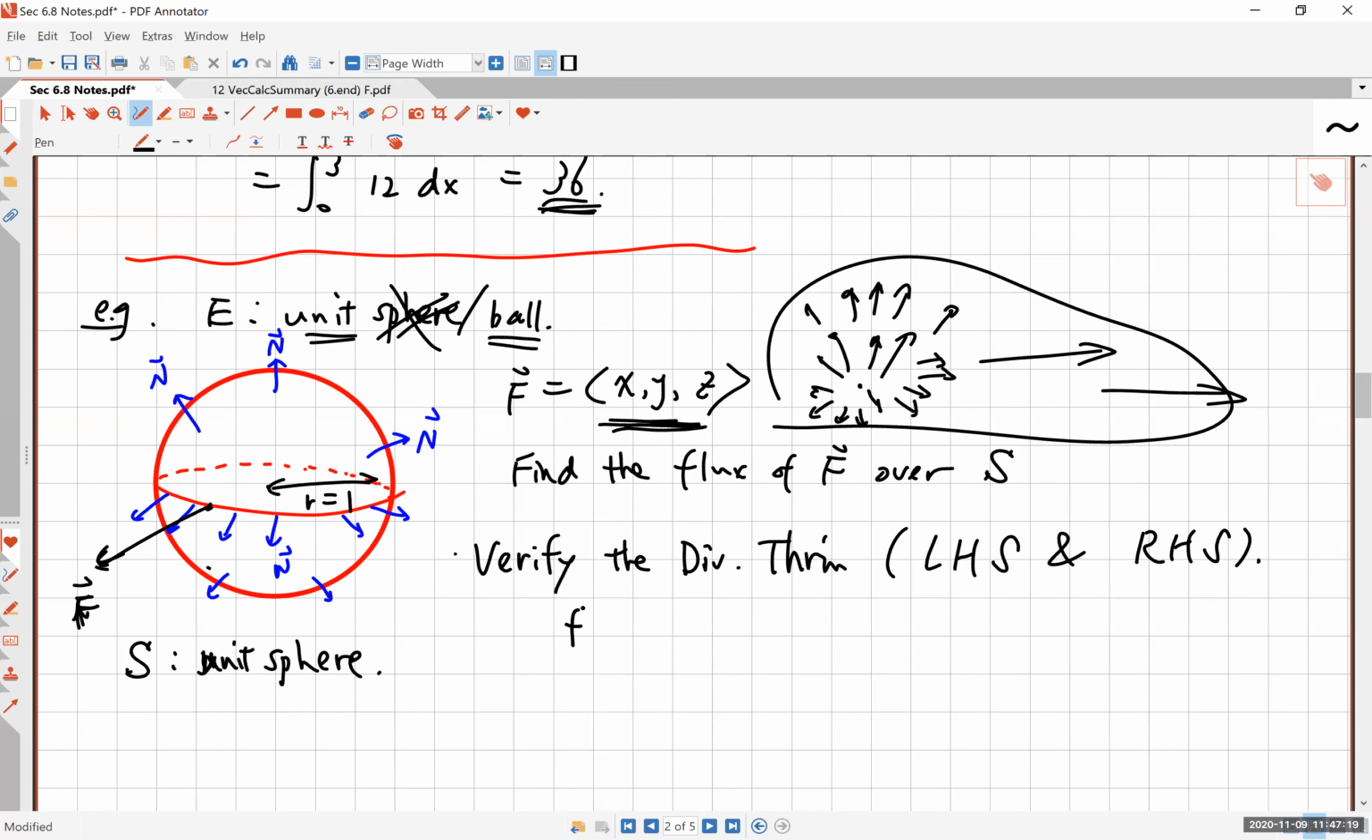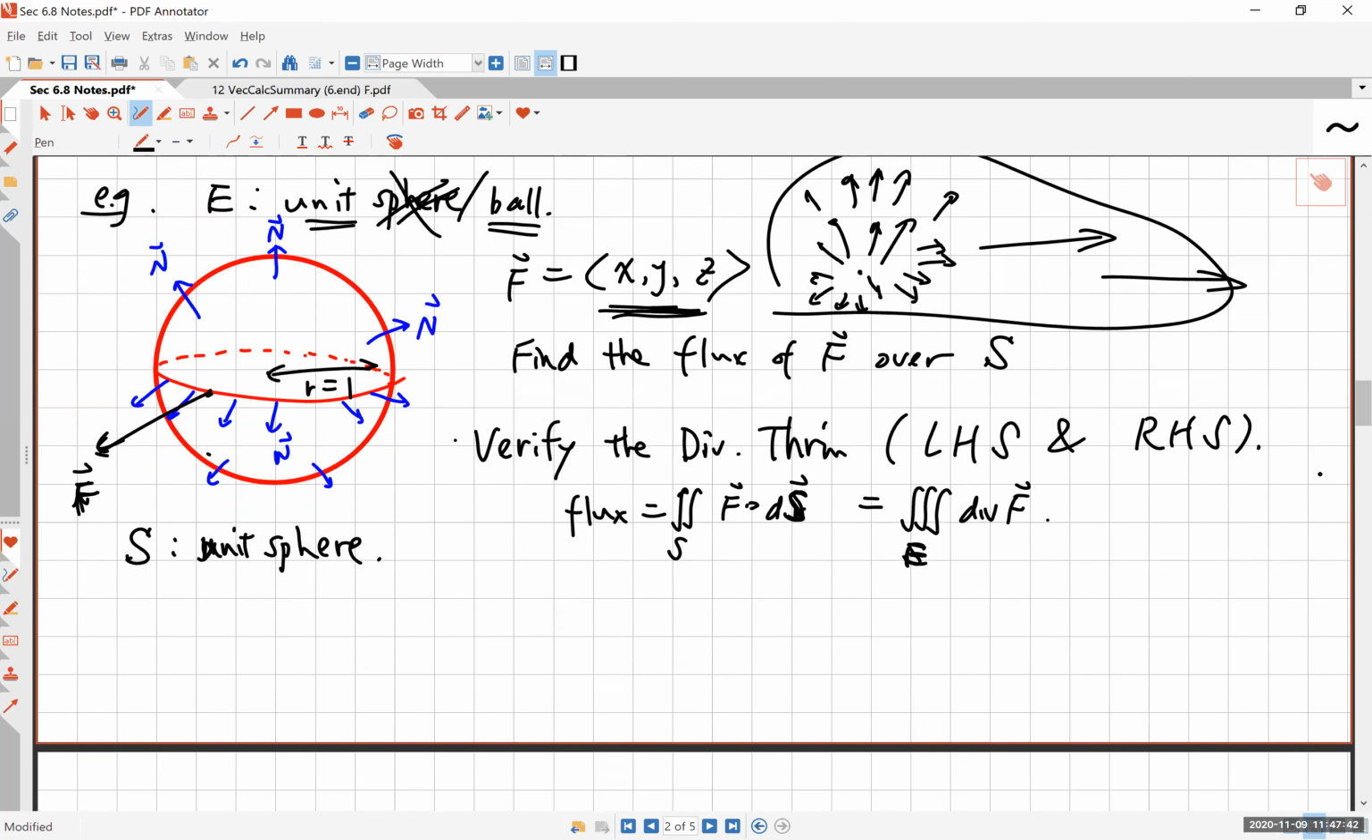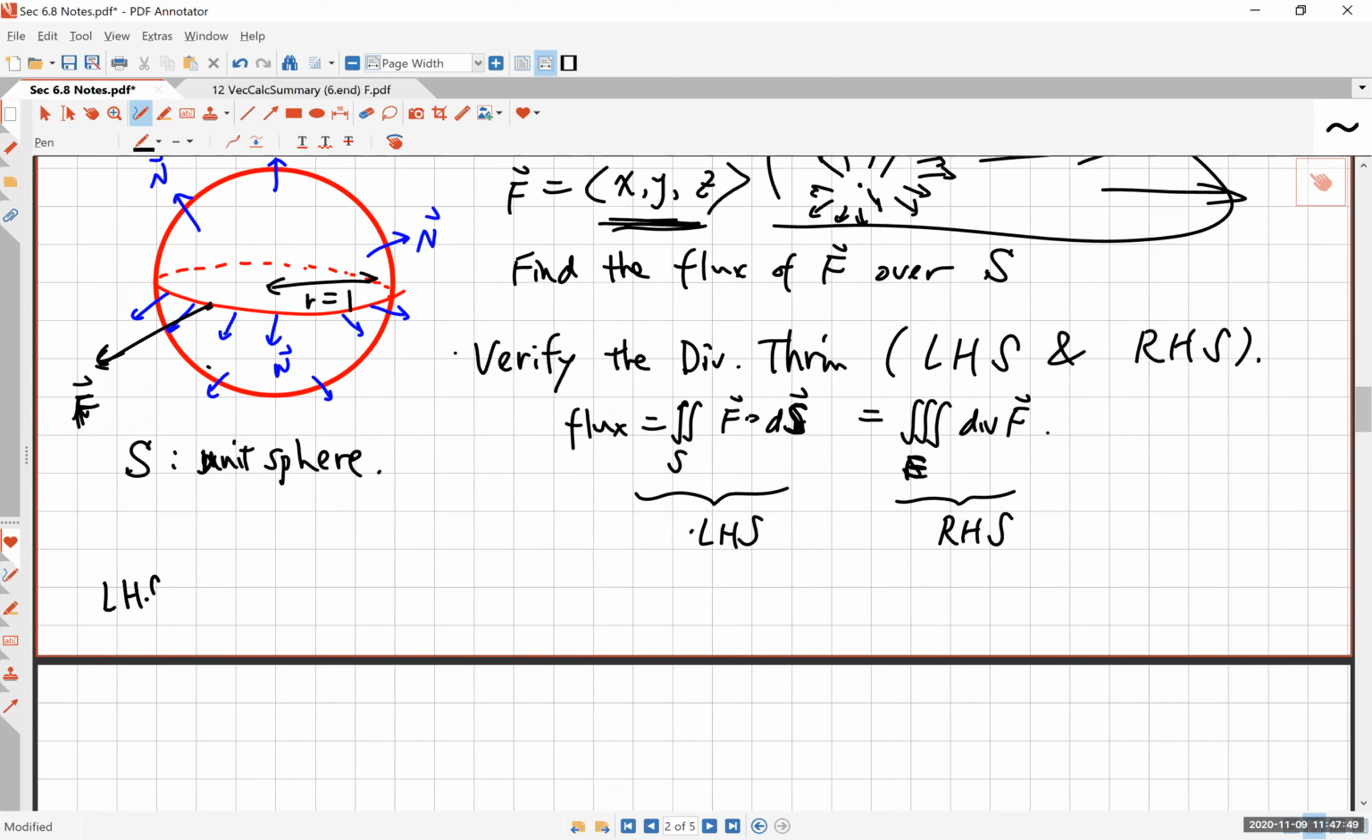Okay, so what we have to do is find the flux, which is the double integral over that surface S of F dot dS. So that's going to be written this way. And then the right-hand side will be the triple integral over the solid E of the divergence of F, right? One will be much easier than the other. But let's go ahead and do the left-hand side first, and then do the right-hand side next. All right, for the left-hand side, I have to parameterize the surface, right? How do you parameterize S?